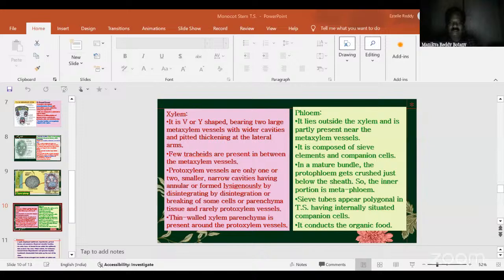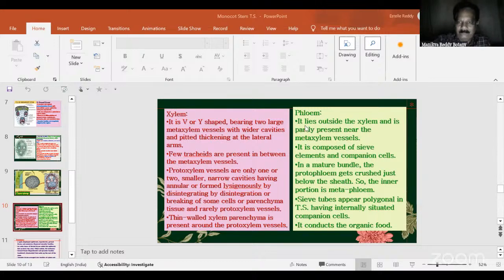Let me continue. In xylem, there are two metaxylem elements and one protoxylem element. One of the protoxylem is disintegrated, forming protoxylem lacuna or lysigenous cavity or air space. This is formed due to disintegration of one of the protoxylem. And the protoxylem is always toward the inner side of the vascular bundle, towards the center of the stem. That's why that condition is called endarch. That condition is termed endarch.